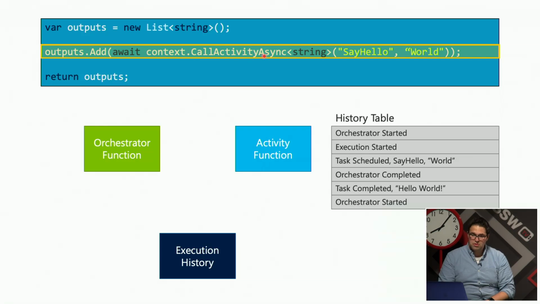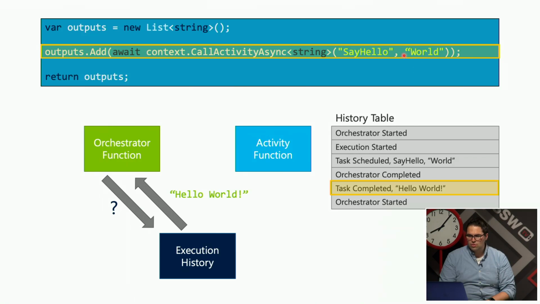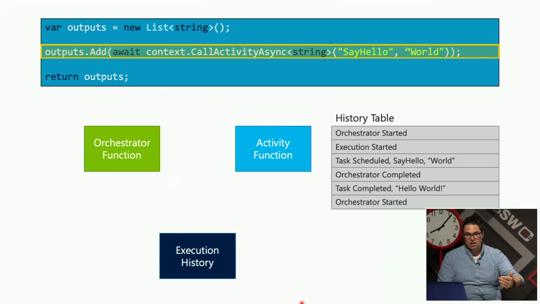And it says, okay, I'm supposed to call say hello to the world. And this time the orchestrator is going to go to the execution history. And it's going to be like, hey, have I already said hello to the world? And here I have, right? I have a record that's like, yeah, you did this step. You already did this one. So orchestrator says, cool. It doesn't do anything. It doesn't schedule any work. And it moves on to the next line of code.